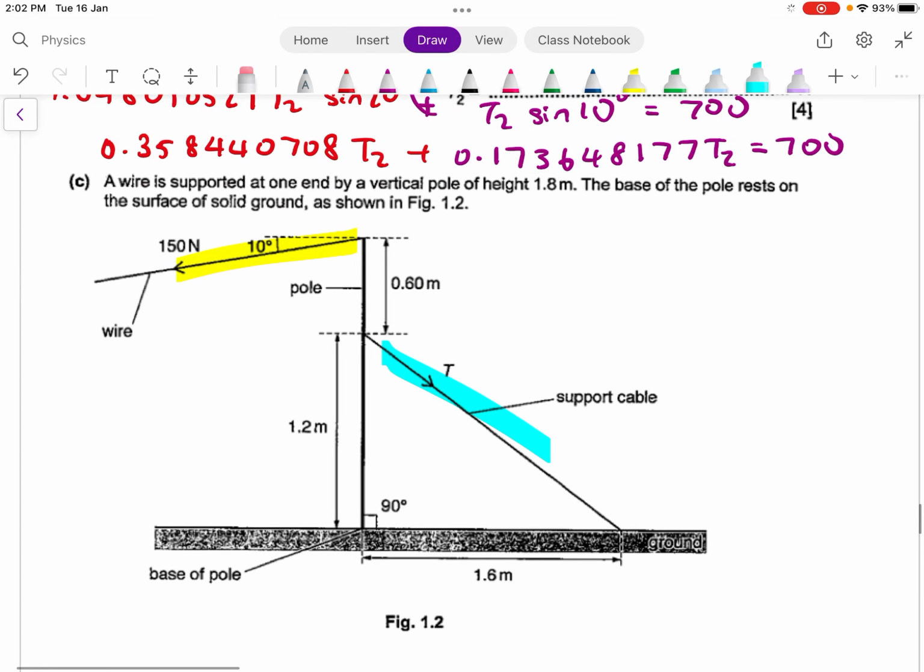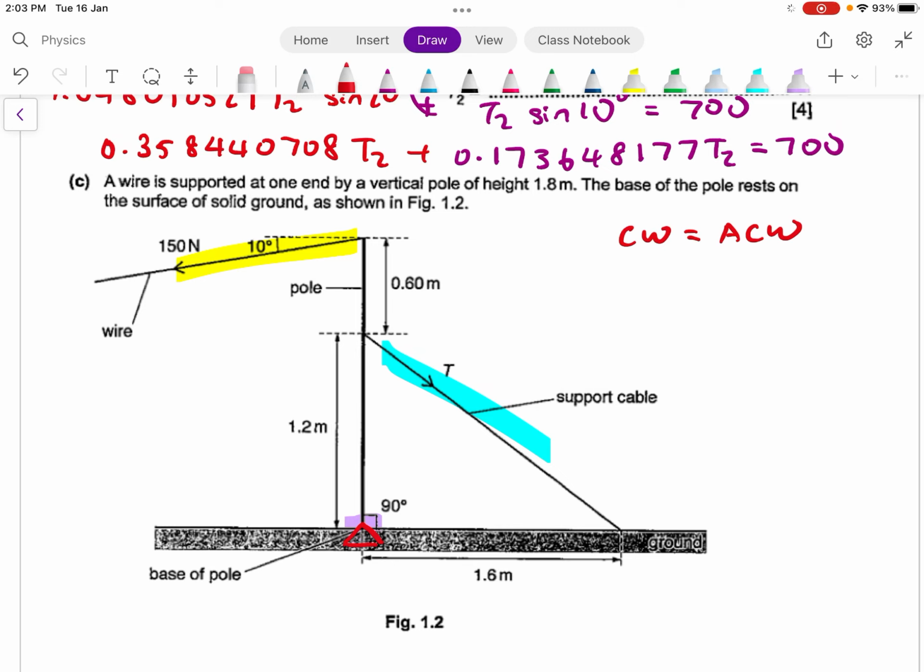Okay. So for this question, to be frank, you can actually use the resolving of your vectors. But for me, I just use the POM to solve, because POM is very fast. So of course, to use POM to solve, you must make sure that you put a pivot somewhere. So where should we put a pivot? Okay, for the pivot, I put it right here, the base of the pole. Okay, the next thing is I must know that my CW is equal to ACW.